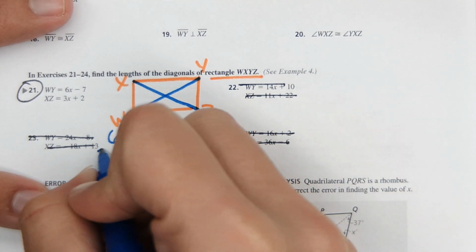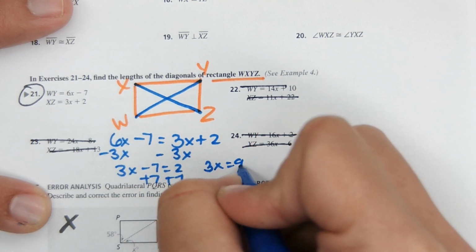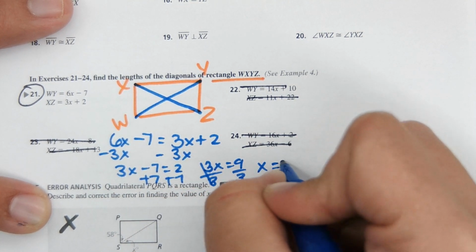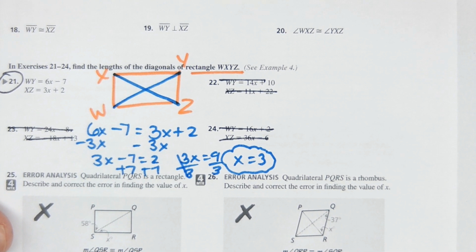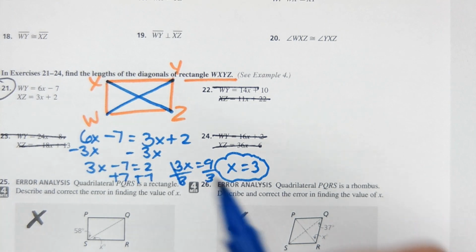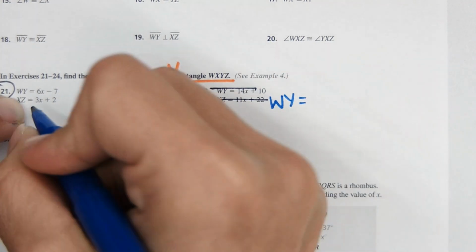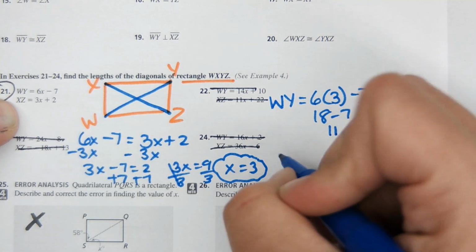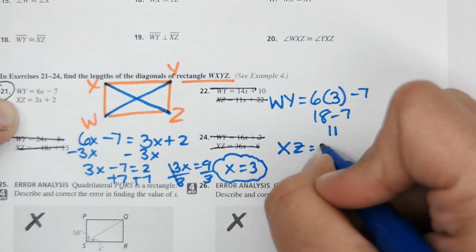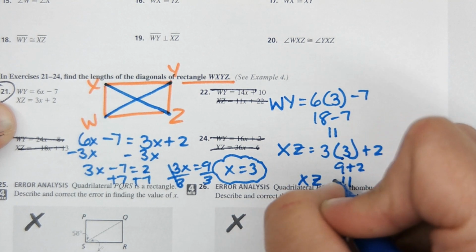So we're going to just solve for x. 3x equals 9. X equals 3. So we found x equals 3, and then it asked for the lengths of the diagonals, so we need to plug that in. WY is 6x minus 7, so that'll be 6 times 3 minus 7. So that'll be 11. And XZ should come out to the same thing since they're equal. We get 11. XZ equals 11.